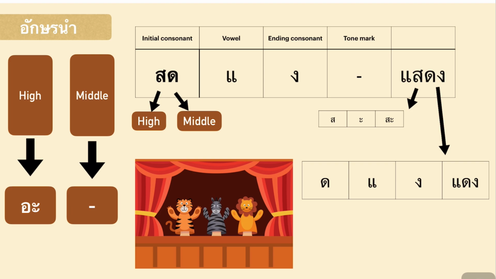Again, the first letter takes an a vowel and the second letter is read with the rest of what you're seeing. Now, you can't really add the silent H to a middle class consonant anyway, so just leave it as it is. So for example, this word means to show or to perform. So we've got saw sữa, which is read separately, sa, sa. And then the rest of the word, dang, dang, sadang. Let's try other examples.